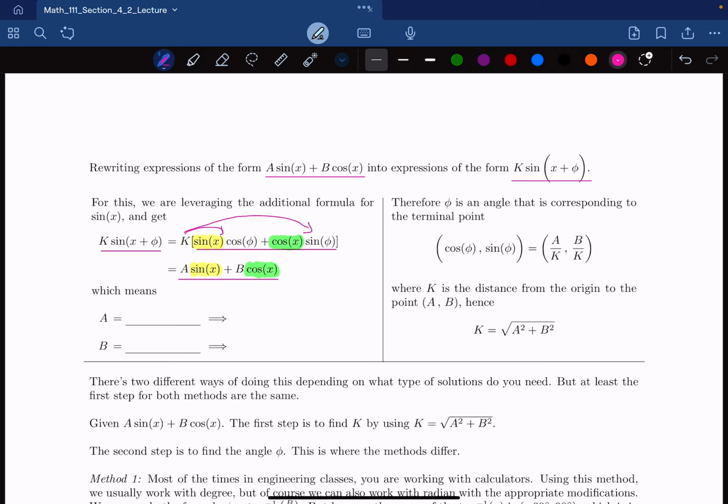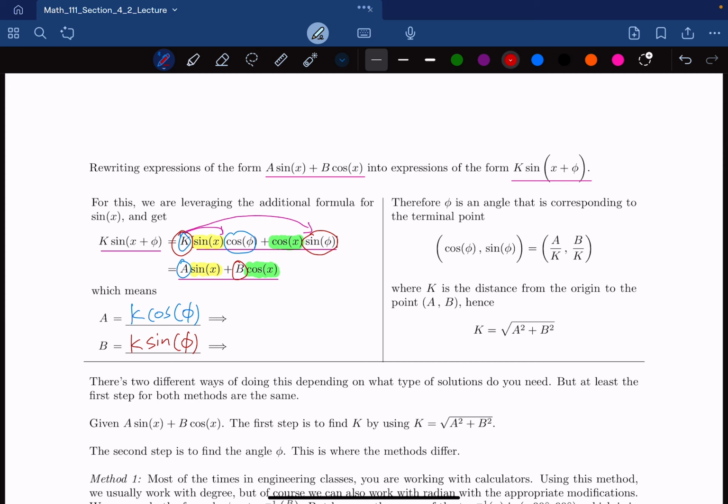What that means here is I have k times cosine of phi, that's supposed to equal to a. In other words, a is equal to k times cosine of phi. Similarly, I have sine of phi, but don't forget again that k gets distributed, that's supposed to equal to b. So I have b equal to k times sine of phi.